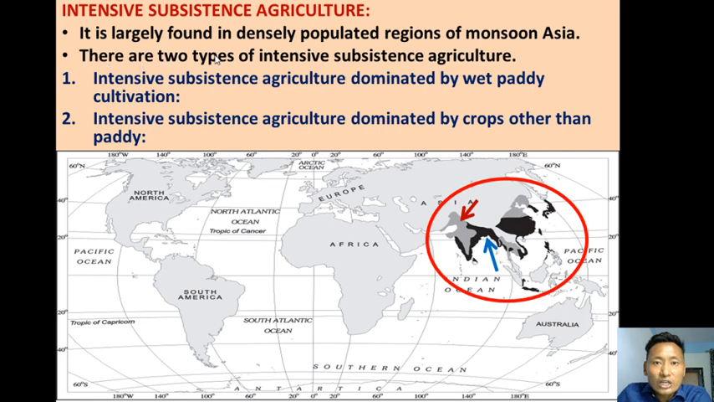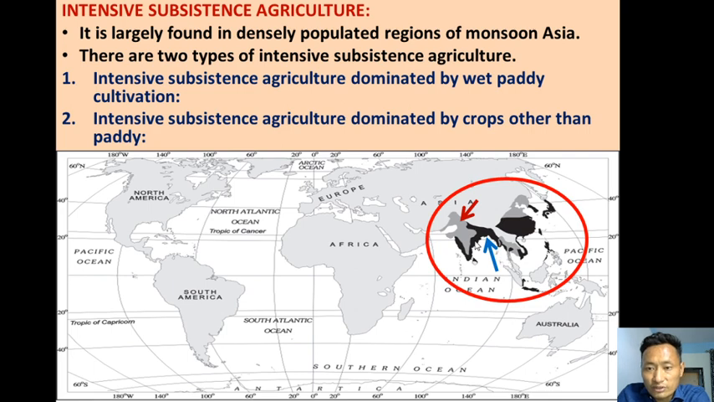There are two types of intensive subsistence agriculture. The first is intensive subsistence agriculture dominated by wet paddy. Wet paddy means rice cultivation. These dark shaded areas are cultivating rice in the same field. They are cultivating two or more rice crops in the same field in this dark region. That is intensive subsistence agriculture cultivation.